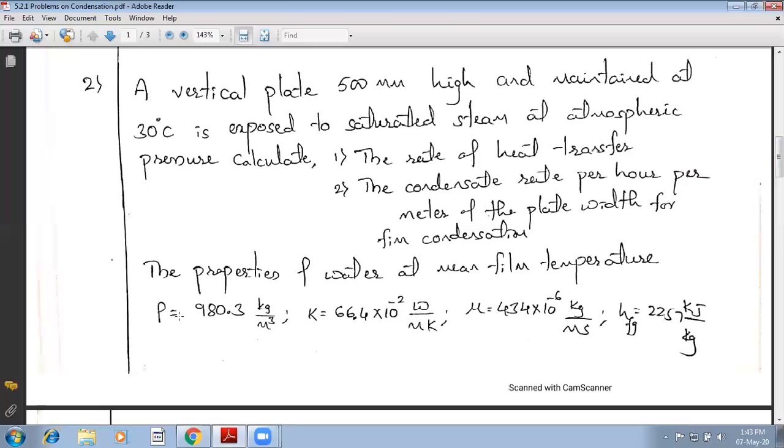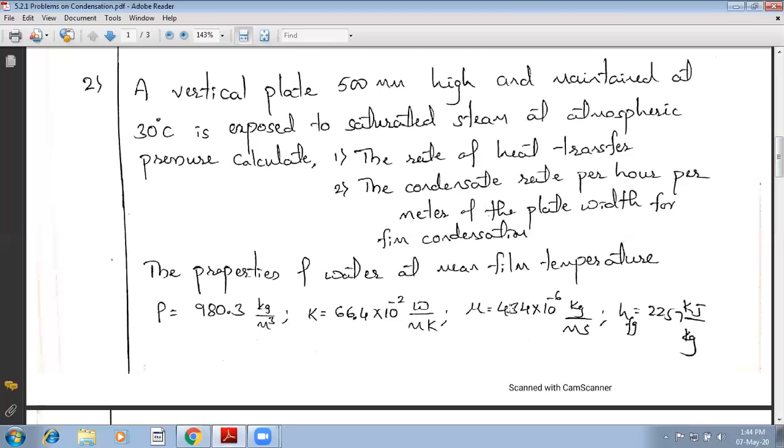for these values, as the density could be 980.3 kg per meter cube. Thermal conductivity 66.4 into 10 to the power minus 2 watt per meter Kelvin. You can consider a value of 0.664 directly. Dynamic viscosity is 434 into 10 to the power minus 6 kg per meter second he has given, which is not familiar as per our regular units that we use.